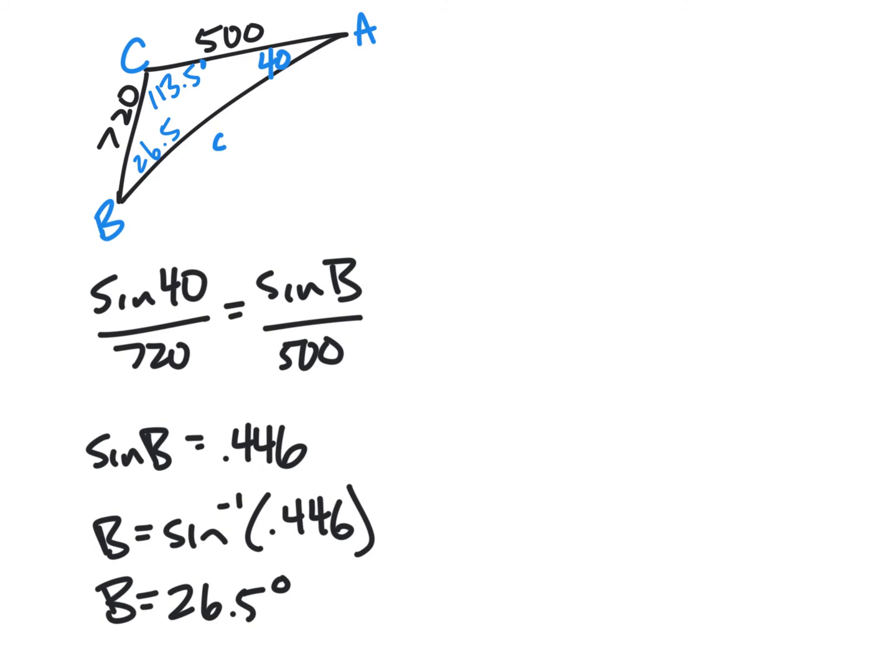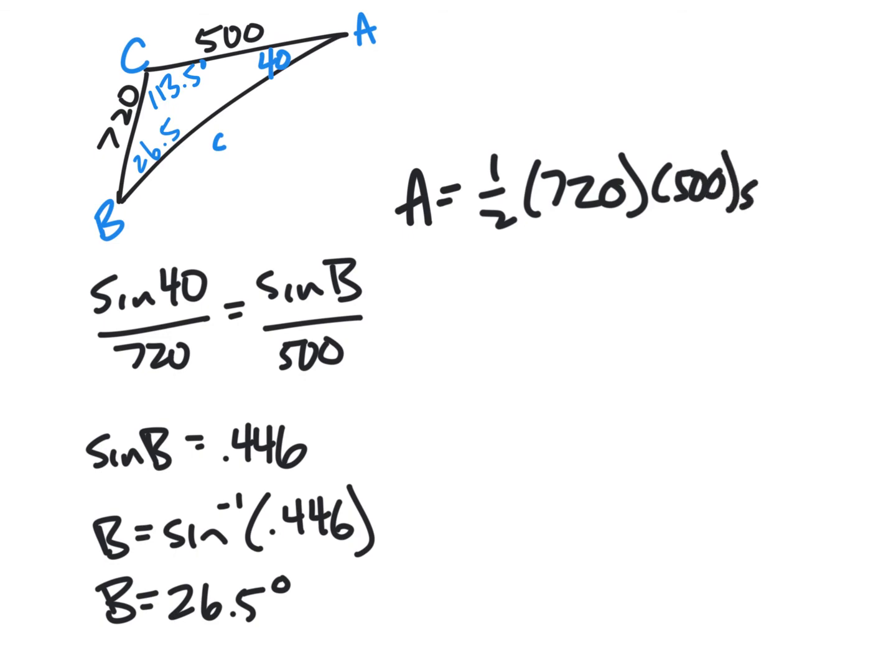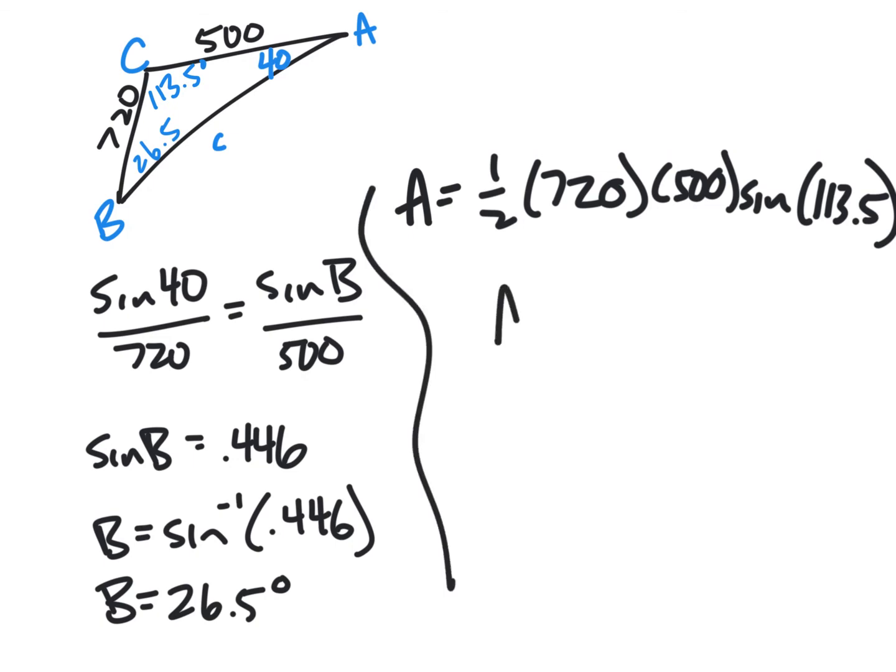Now at this point I have side, angle, side, so I can find the area just using my formula from before, 1/2 of 720 times 500 sine of 113.5. And the area of this triangle is 165,070 units squared, because we didn't specify a unit.